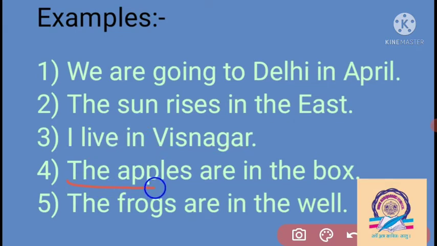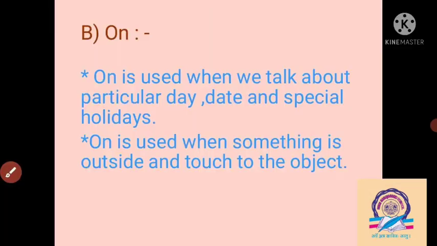Then, the apples are in the box. So here the apples are inside the box. So when something is inside, then we have to use "in". Then, the frogs are in the well. So where is the frog? The frog is inside the well. The frog is already inside the well. At that time we have to use "in" here.